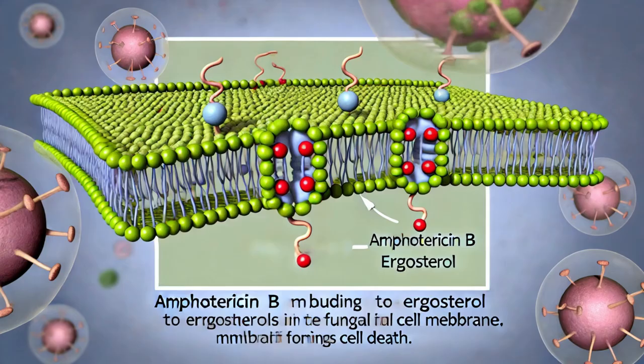Amphotericin B binds to ergosterol in the fungal cell membrane, creating pores that increase membrane permeability. This disruption leads to leakage of essential intracellular components and eventually cell death. This selective targeting is crucial in treating systemic fungal infections, which can be life-threatening.